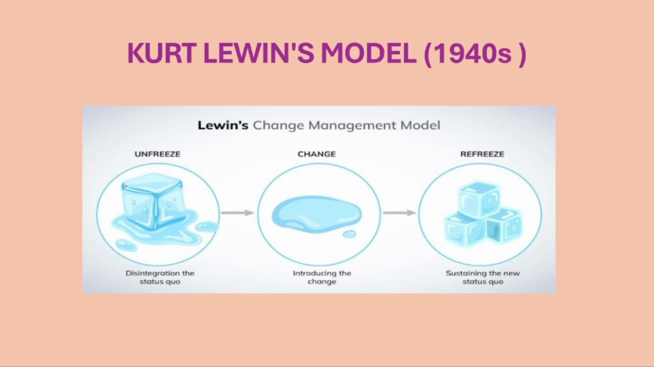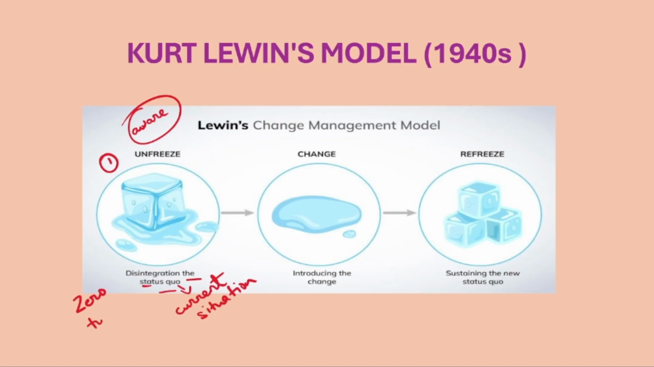See, the first stage is unfreeze. Here the employees are made aware of the change: why do they need to change? What is the reason for the change? What are the benefits of the change? So this is disintegration of the status quo. Status quo means the current situation. It is also called zero tolerance to change.